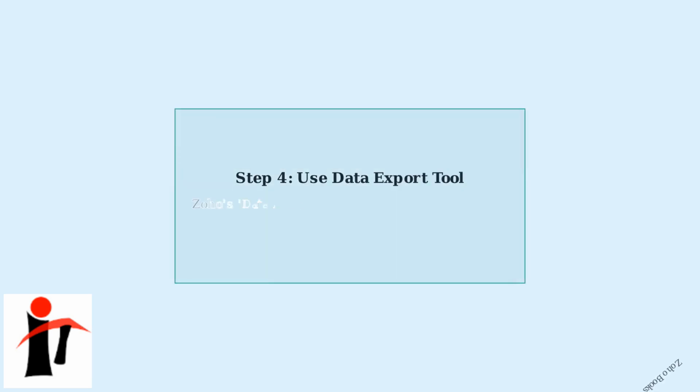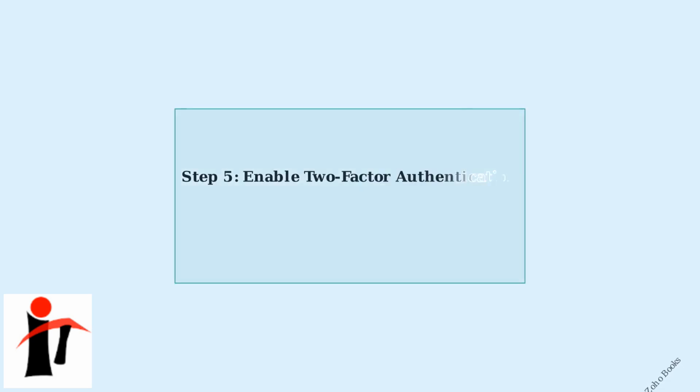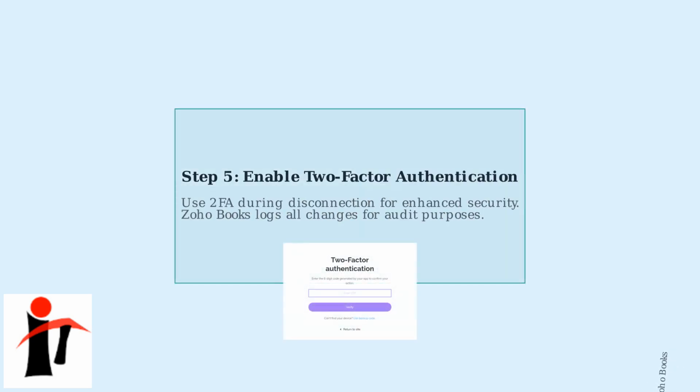Using Zoho's data export tool simplifies bulk archiving. This tool allows you to export large amounts of data efficiently, ensuring compliance with record-keeping requirements. Always use two-factor authentication during disconnection to enhance security. Zoho Books logs all changes for audit purposes, so thorough cleanup prevents future inaccuracies and maintains compliance.